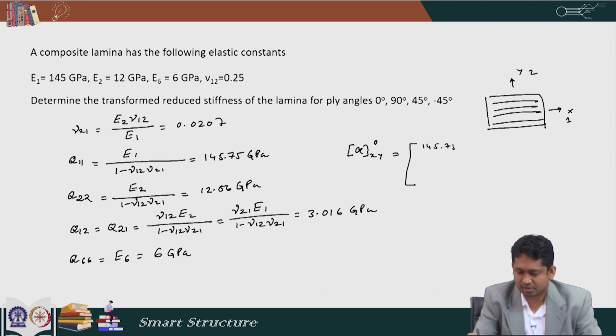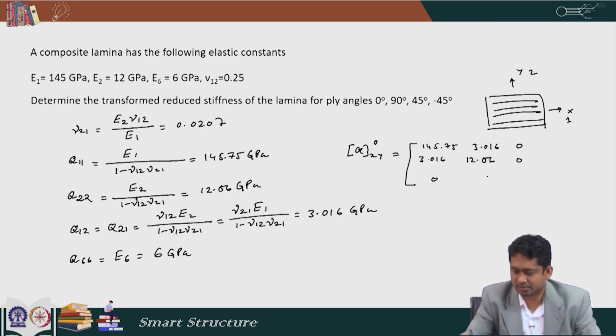So, it is 145.75, 3.016, 0, and then here we have 3.016, 12.060, 0, 0, 6, and that is in GPa.